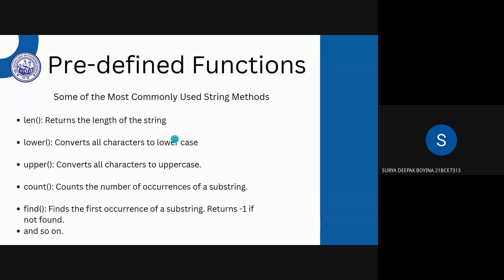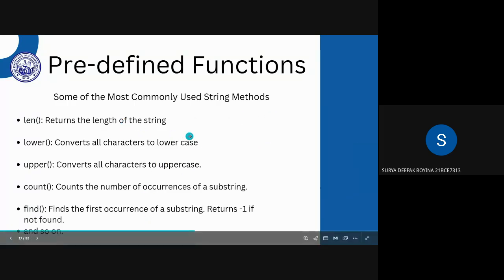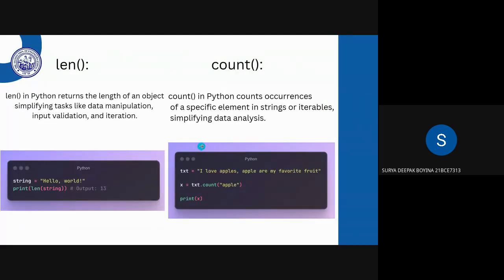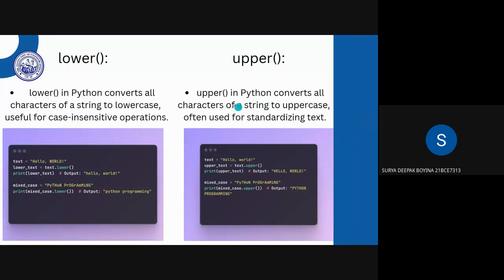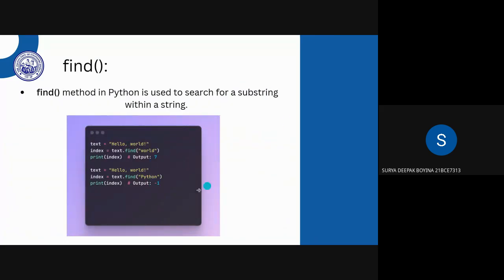This covers this, and there are many different predefined functions also available in the strings. I have covered only these 5. This is all the description available. You can read it. Lower and upper. World is at the 7th index, which is correct. And Python? There is no Python here. It is giving -1.